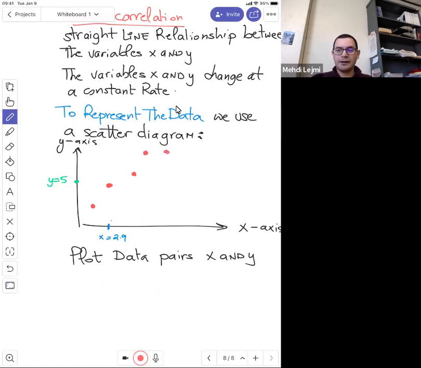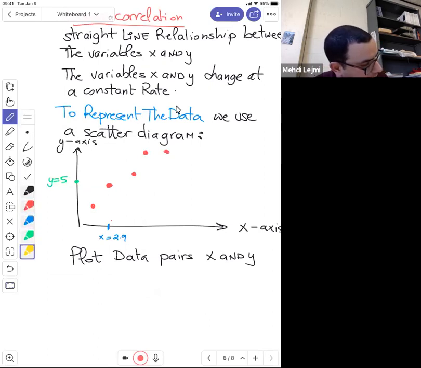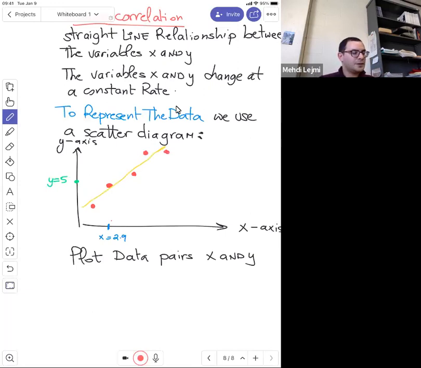And of course, the best line that fits the data is the line that comes closest to each point, right? So for example, here, let's say the best line that fits the data would be this line. Not all the points lie on this line, but they are very close to this yellow line. So your scatter diagram looks like a straight line, and in this case, we have a linear correlation.